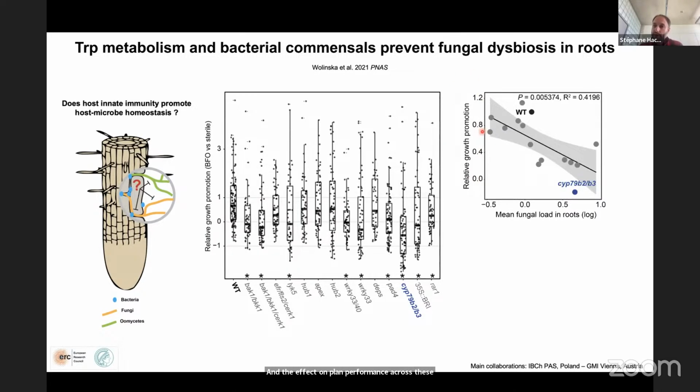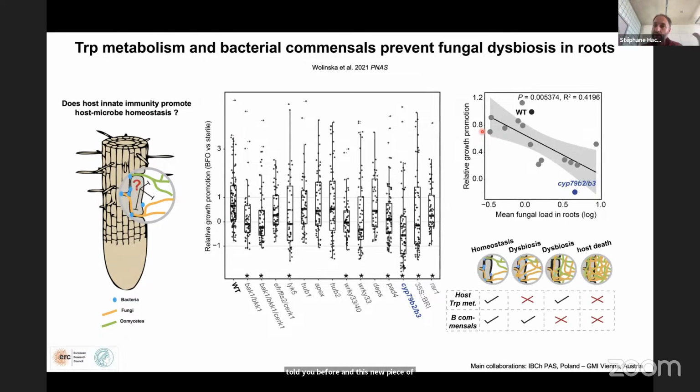So if you take into account what I told you before and this new piece of data, it's very clear that these filamentous eukaryotes are potentially harmful for plants, and they need to be tightly controlled in order to maintain host-microbe homeostasis. And they are controlled on one hand by bacterial commensals, and on another hand by tryptophan-derived specialized metabolites. And these two processes act in concert in order to promote host-microbe homeostasis and prevent fungal dysbiosis. And if both are missing, the plants are just dead in our reconstitution systems.